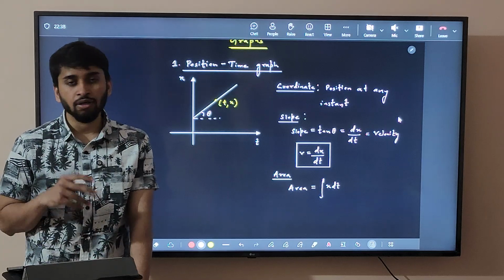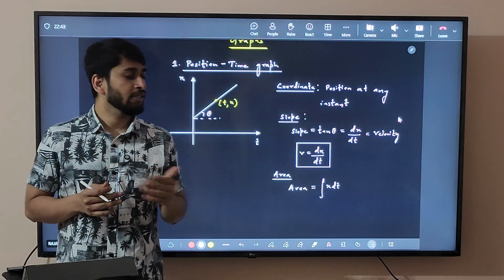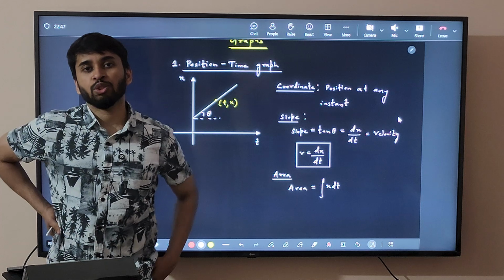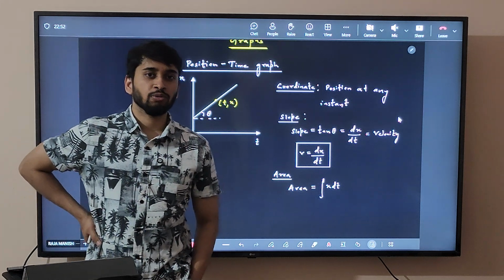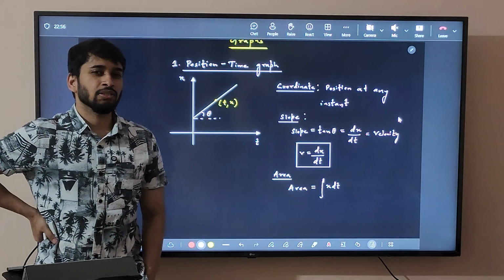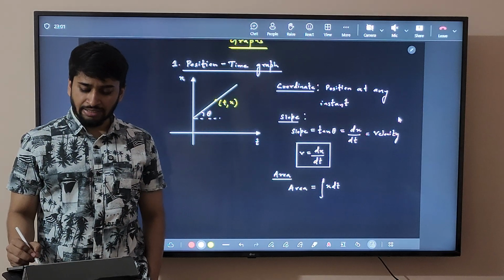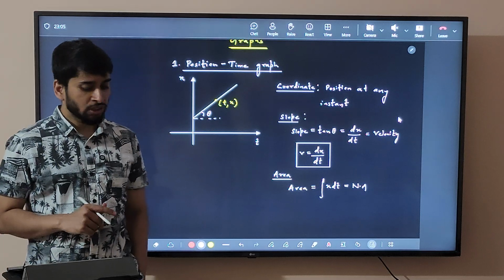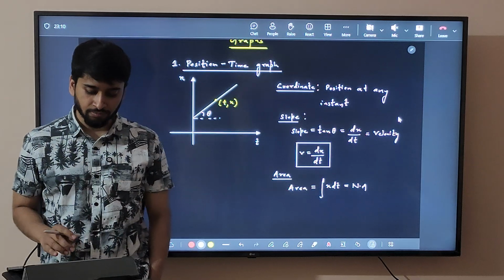So you can think of integration roughly as multiplication: position into time. What will be position into time? So what does position into time give? Nothing. There is no physical quantity as position into time. Position by time is velocity, but there is no physical quantity as position into time. So we can say that this is not applicable. We don't find the area under the position time graph in any question, right?